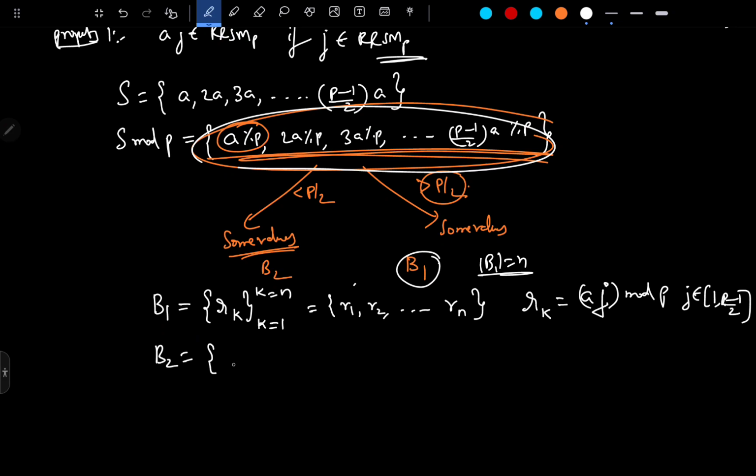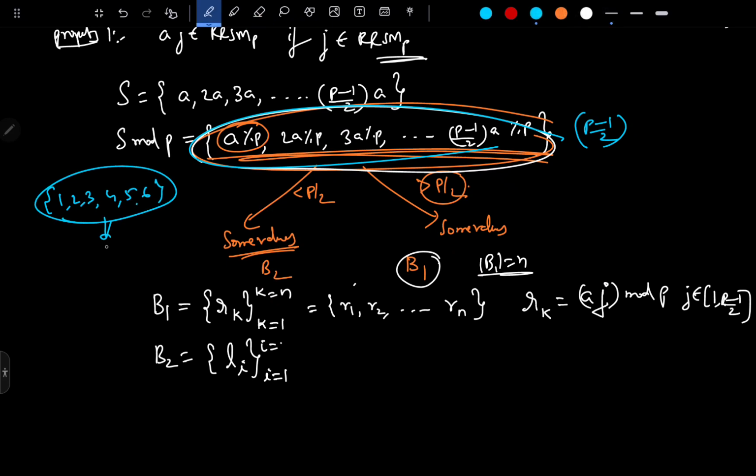Similarly, let's take b2, this is right, this is left. So take li, for the sake of it, i equals 1 to how many elements are present in this set? This is (p minus 1) by 2. Why so? See, let's say I am having all numbers in ascending order. How many elements will be present here? 1a, 2a, 3a, 4a and so on, up to (p minus 1) by 2. So this is the set S mod p.